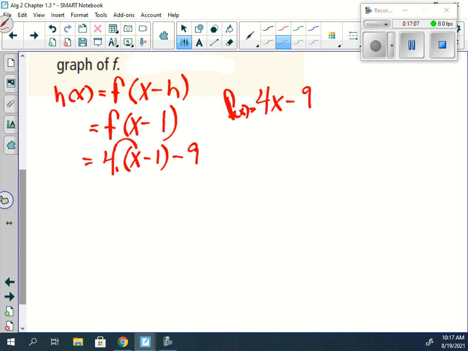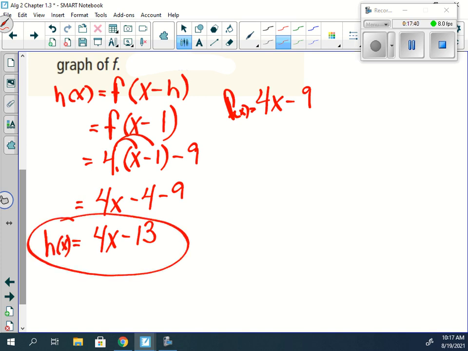And the next thing we would need to do is to distribute. 4 times x would be 4x, minus 4, minus 9. Combining like terms would be negative 13. Okay. And that'd be our answer. Any questions on this here? Okay. And we'd call this h of x. We good with up, down, left, and right? Awesome.